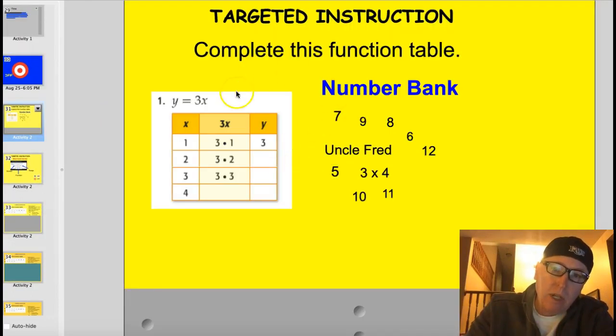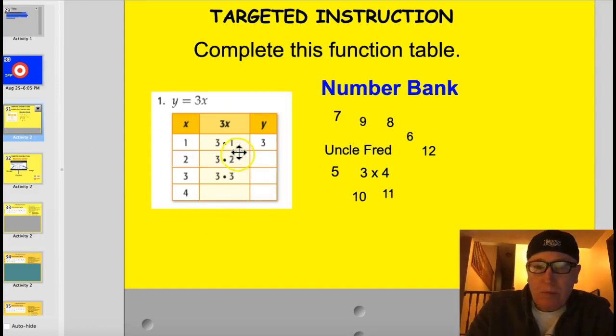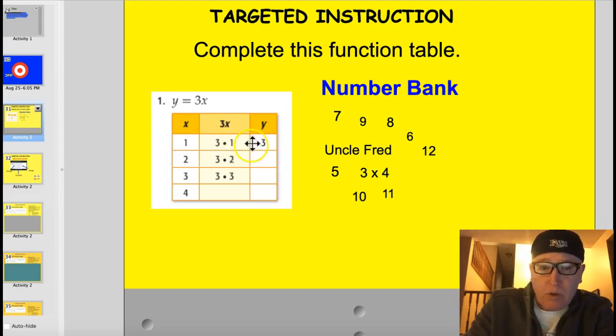Let's load this thing. Here's a function table like one you might see in the quiz that you have to complete. In this one here we've got x values. We've even got some examples of the functions, and we have one y value. So we know that 1 is our x value, so we plug 1 in place of the x in the function, so 3 times 1 is 3. When x is 2, 3 times 2 is, we'll go over here to our number bank and grab 6. When x is 3, 3 times 3 is 9 from the old number bank.